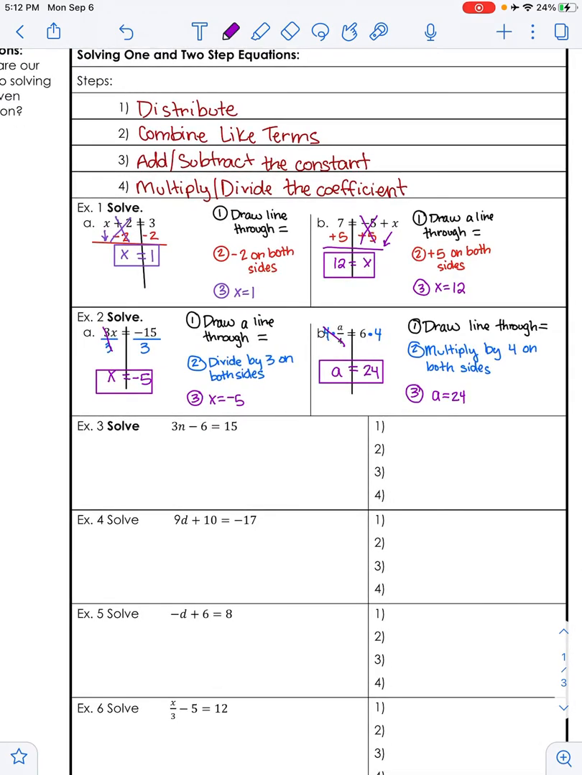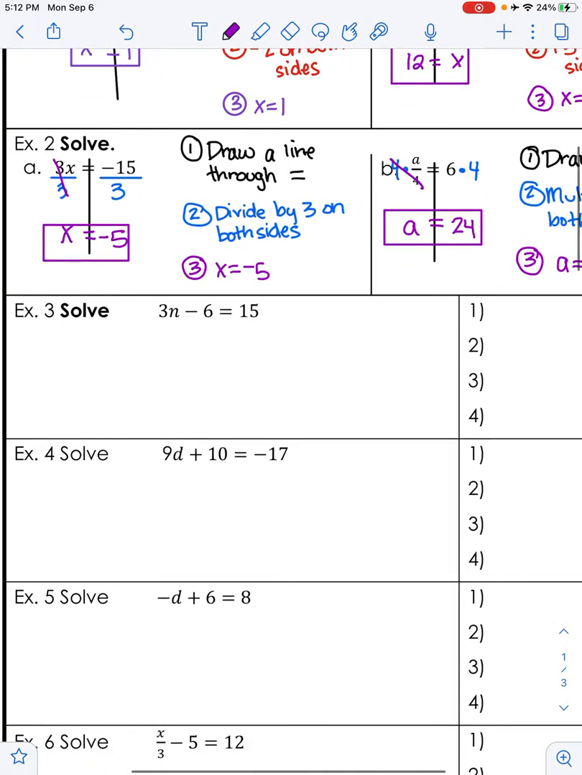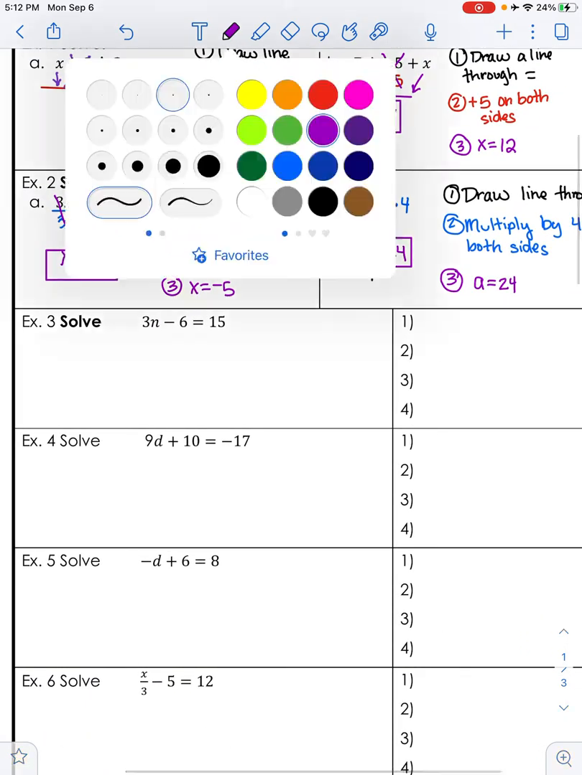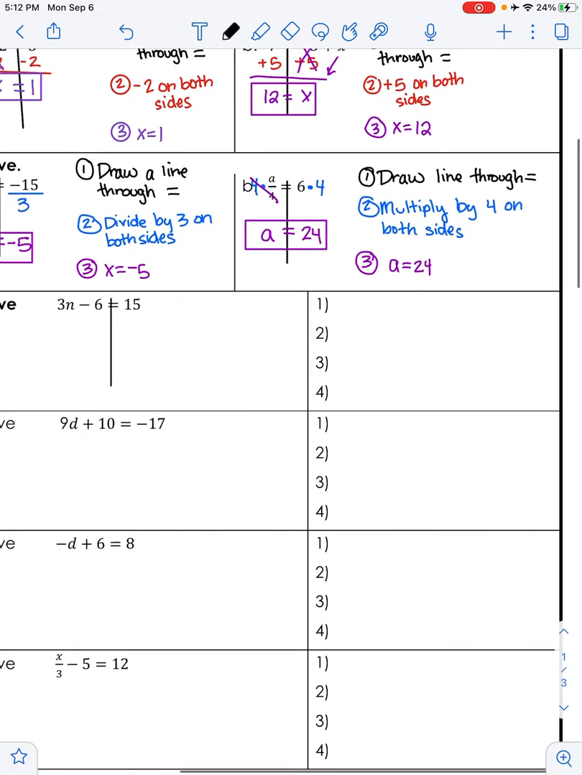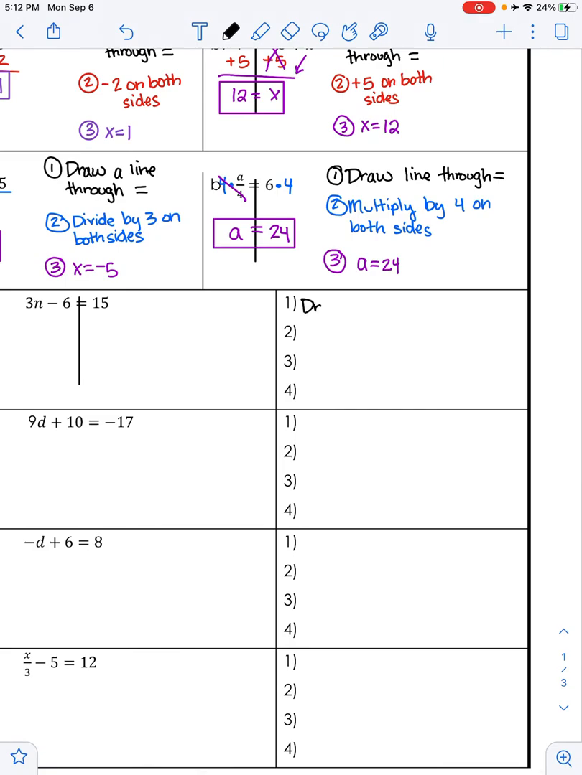Now I have some examples of two-step equations. Solving two-step equations, same thing. We're just going to combine example 1 and example 2 together. We're going to write our steps off to the side as well, like we were doing. We just now have space for them. So example number 3, first thing we're going to do, draw a line through the equal sign.